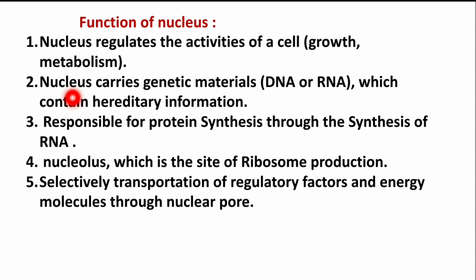Point 2. Nucleus carries genetic materials like DNA or RNA which contain hereditary information. The genetic material is DNA, which is situated in the nucleus. The DNA contain gene and gene contain the characters. The characters which is transmitted from generation to generation. That's why the DNA contain hereditary information.